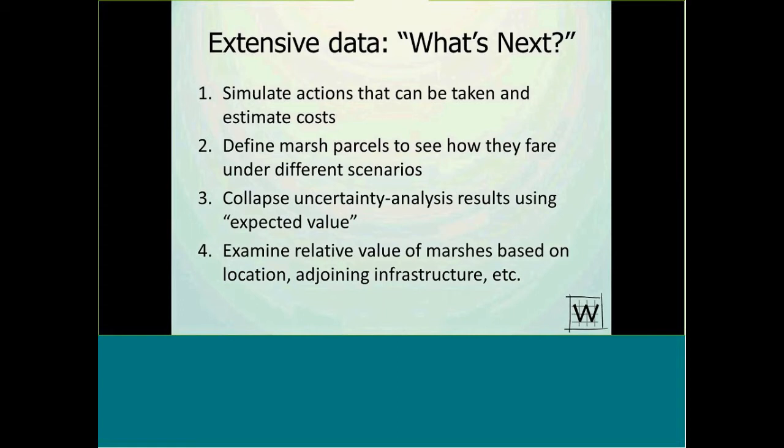The uncertainty analysis results we can collapse using a concept called expected value, and then finally use sort of a microeconomic model to examine the relative value of marshes based on stakeholder values and other factors such as their location, adjoining infrastructure, depending on what's being valued about those marshes.